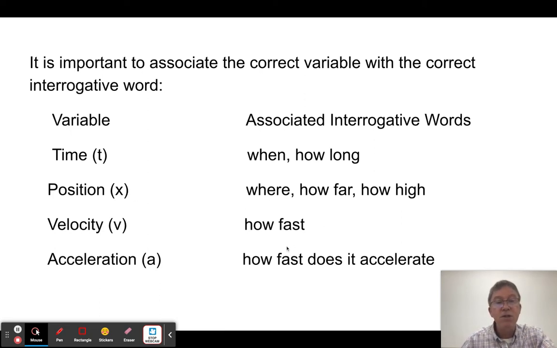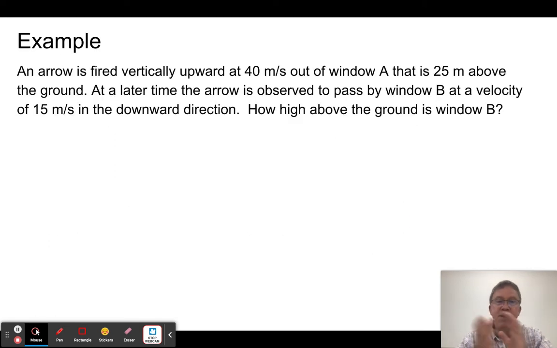How fast is usually velocity or speed, the rate of displacement. But sometimes we say how fast does it accelerate, in which case I'm looking for acceleration. Or a lot of times we'll just say what is the acceleration. So pay attention to those interrogative words because they tell you which variable you're trying to solve for. Let's just do an example, okay?